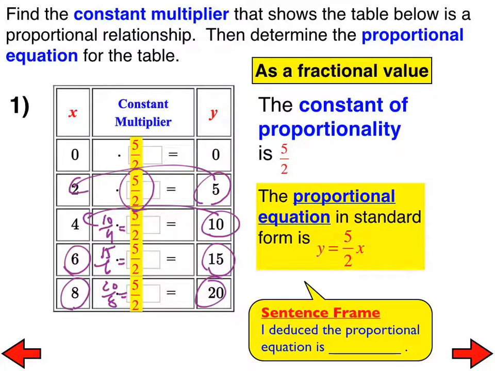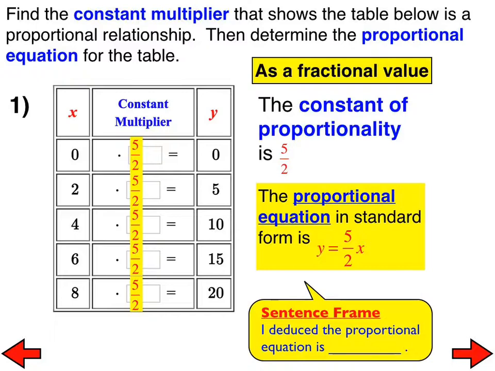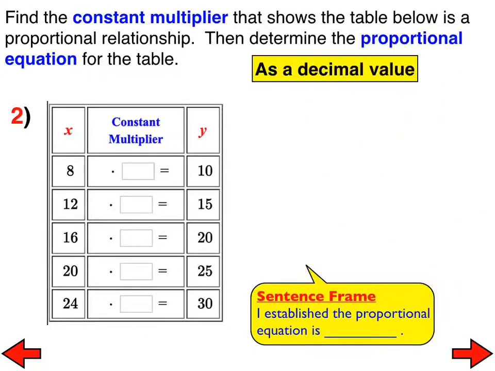All right, so let's take a look at number 2. Here's our table in number 2. I'm going to do it as a decimal and then as a fraction. And I walked around to make sure at least a few of you did it both ways. So let's go with the decimal route. Who did it the decimal way? What'd you get? 1.25. How did you get 1.25?